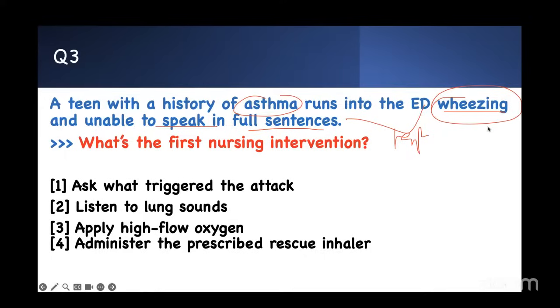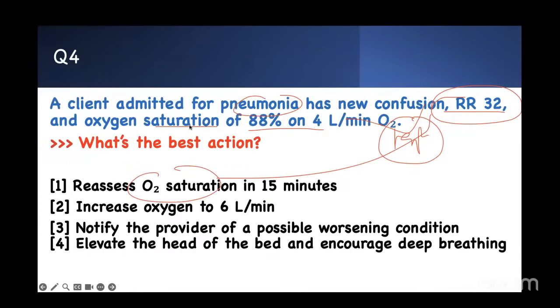What are you going to do if you are the nurse? Are you going to ask the patient what happened before this situation? Are you going to listen to the patient's lungs, or give them oxygen, or give them albuterol? Albuterol is a rescue inhaler. They are in trouble already. Why don't you fix them before you ask questions? Asking about the trigger, is that going to solve the wheezing or being unable to speak in full sentences?